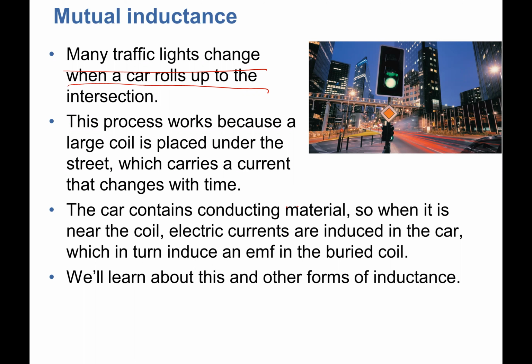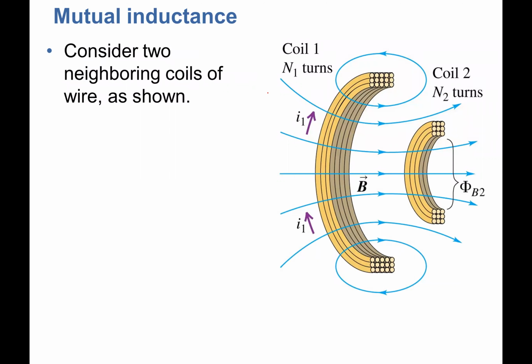That generates a magnetic field of its own, and the coil under the concrete has the magnetic field generated by your car changing through it. That makes that coil induce its own current, and that basically signals the traffic light. So that's an application of inductance. You induce current simply by moving your car through that external magnetic field. Another way of looking at it is things like this.